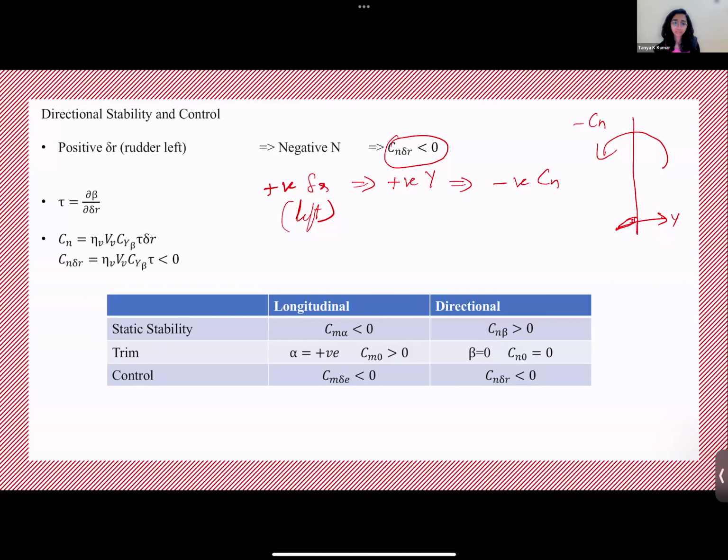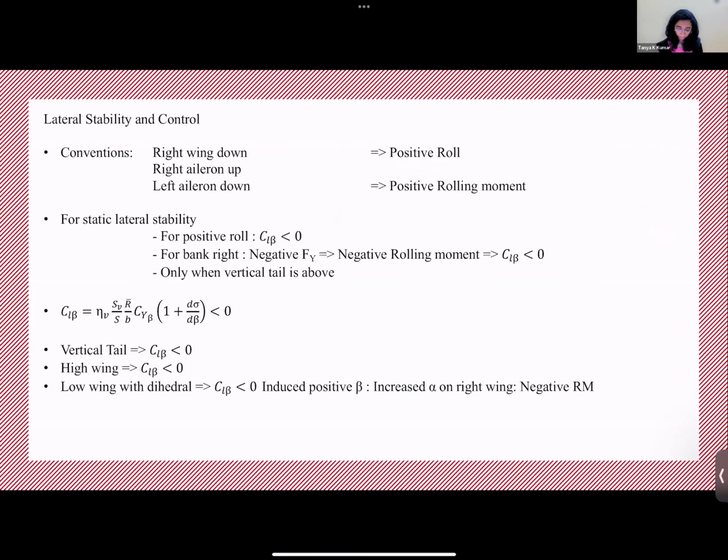Okay. Now coming to the control, Cm delta E. So for a positive deflection of the elevator, it produces a negative pitching moment, right? It pitches down. If I deflect the elevator down, it produces pitch down. Similarly, if I deflect the rudder left, it produces negative yawing moment. So Cm delta E is less than 0 for longitudinal case and Cn delta R is less than 0 for directional case as far as control is concerned. Okay. Now let's move on to lateral stability and control.